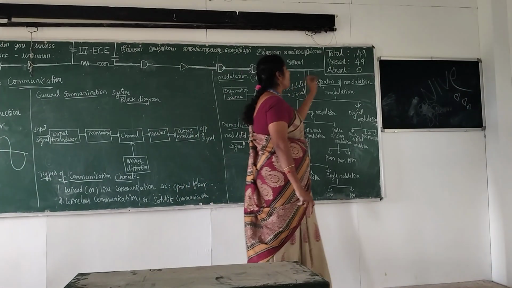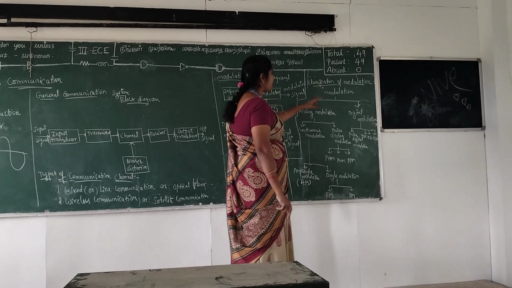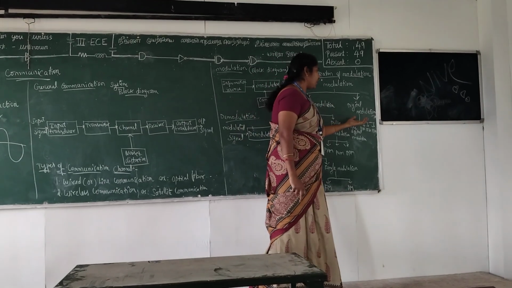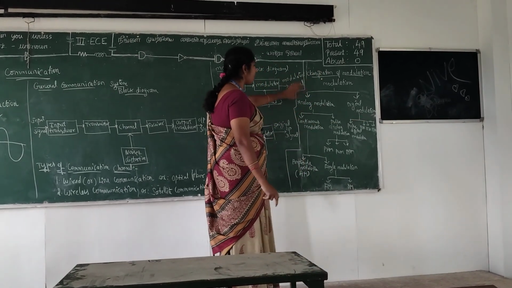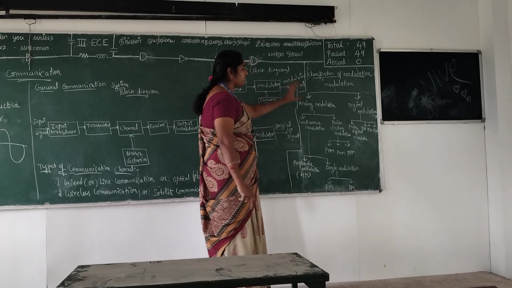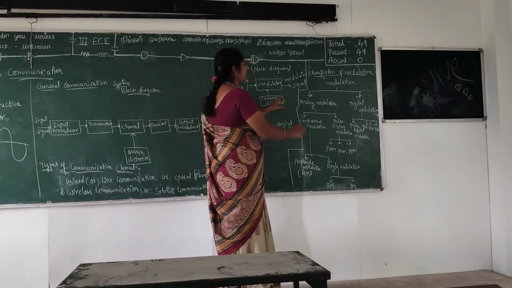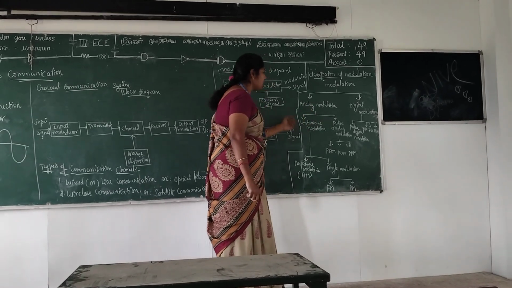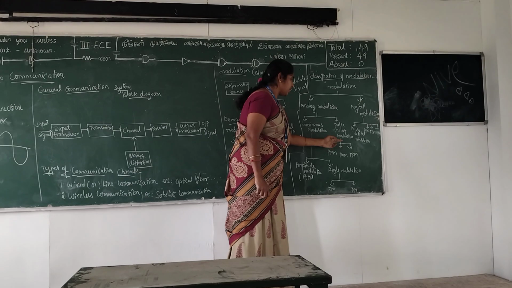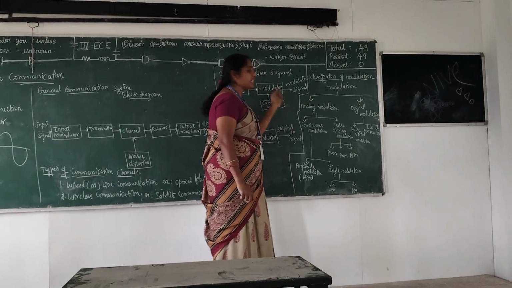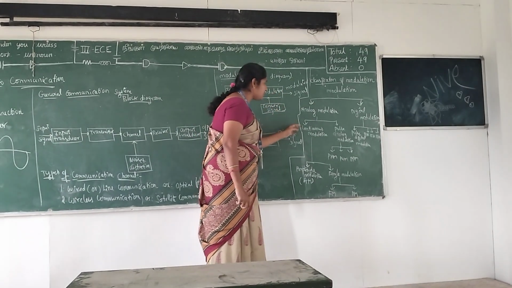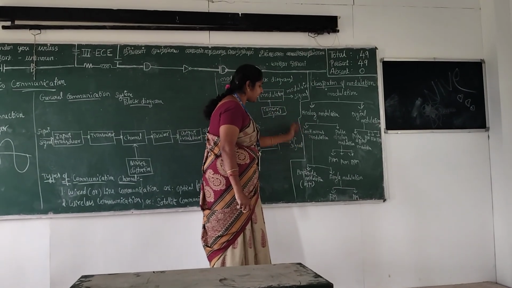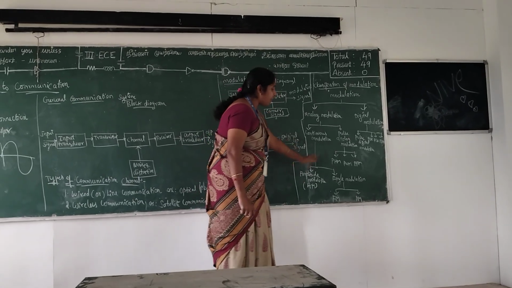Then the classification of modulation. Modulation is majorly classified into two types: analog modulation and digital modulation. Analog modulation means the input signal and carrier signal are also analog. This analog modulation is subdivided into two types: continuous modulation and pulse analog modulation. Here continuous means both the carrier and the input signal are analog.